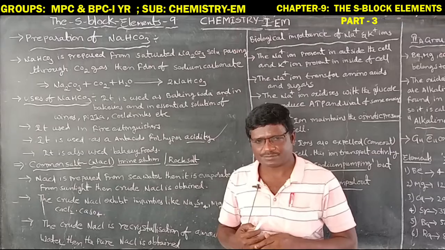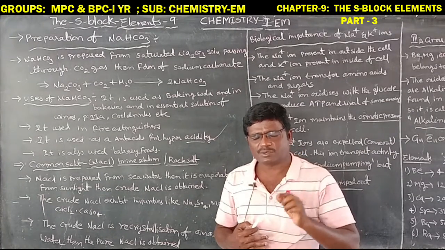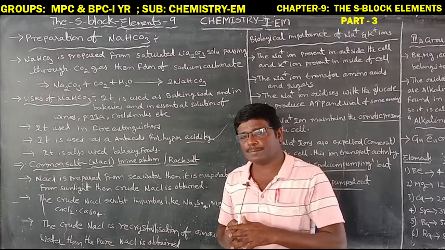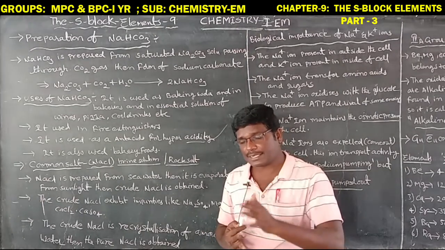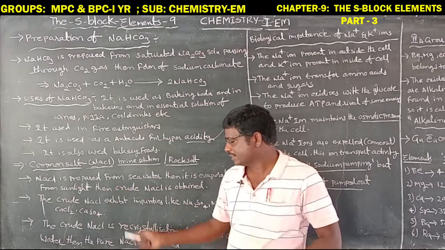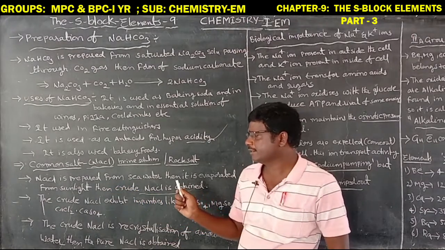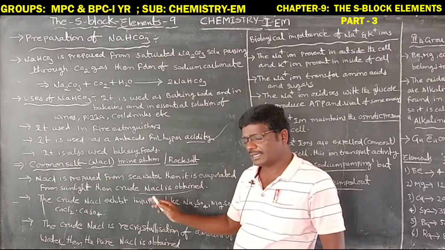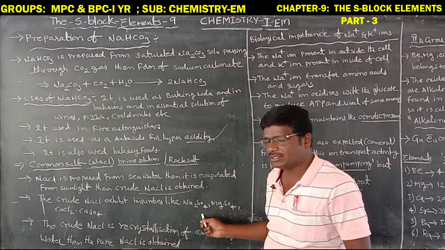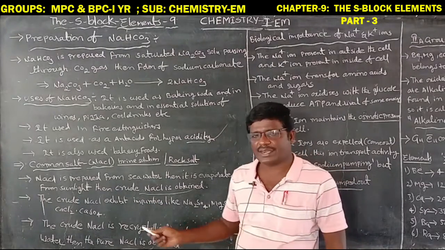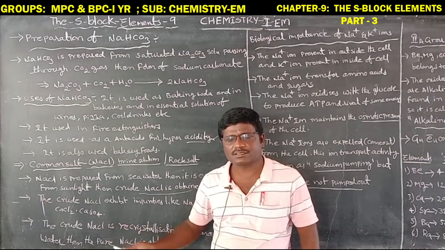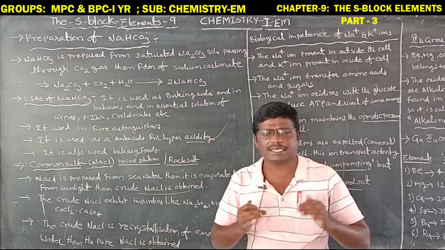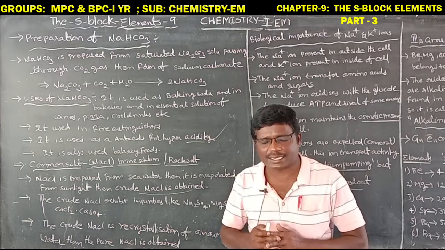Here is the first one. Common salt: sodium chloride is prepared from seawater by evaporation of the brine solution by sunlight. Then the crude NaCl is obtained. Next one, the crude NaCl contains impurities like sodium sulfate, magnesium sulfate, calcium chloride, and calcium sulfate. Those compounds are known as the impurities present in the crude NaCl.